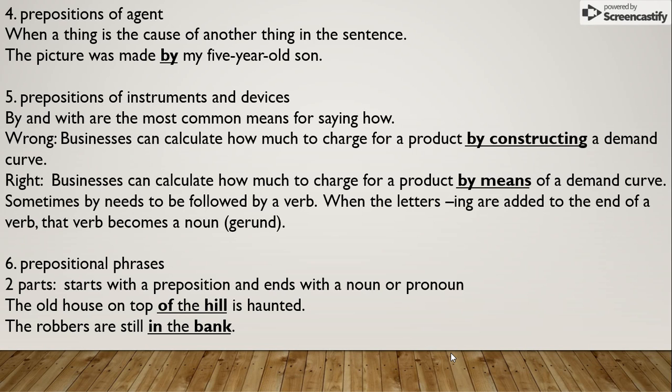There's 2 basic parts to a prepositional phrase. It starts with the preposition itself, and then it ends when you come to a noun or a pronoun. And so you see here in our example sentence, of the hill is our prepositional phrase. It starts with the preposition of, and it ends when we get to the noun hill. And I know that hill cannot be the subject of this sentence because it's part of my prepositional phrase, which means that house would have to be the subject of this sentence.